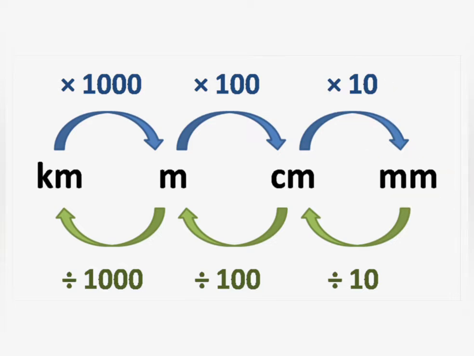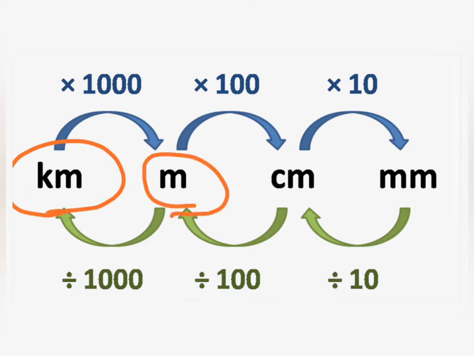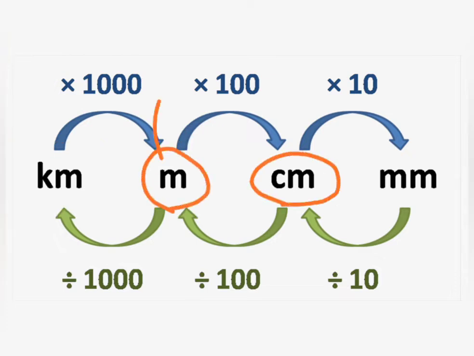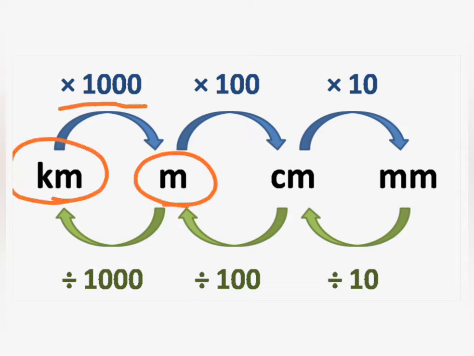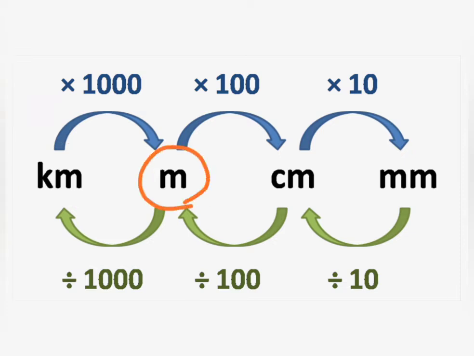So if you want to turn from the biggest one to the smaller one, for example, turning kilometers into meters, you're going to multiply. And if you're turning from meters to centimeters, you're going to multiply. Same idea, but you multiply by the number that you go next to. For example, if you turn from kilometers to meters, you multiply by 1,000, because you're turning from a big unit into a smaller one. And if you want to turn back from meters to kilometers, you divide by 1,000. So you have to understand this idea.